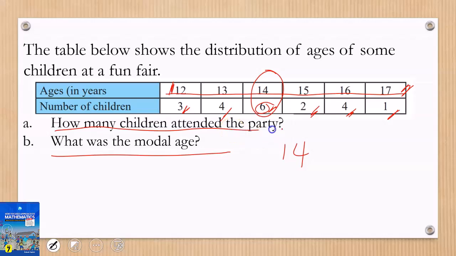How many children attended the party? So we can know that by just looking at, okay, 3 people were here, 4 people were here, 6 people were here, 2, 4, and 1. So 3 plus 4 making 7, plus 6 is 13, 15, 19, 20. So there were 20 children at the party. Right. So I'm sure you've gotten the concept of mode or modal mark.